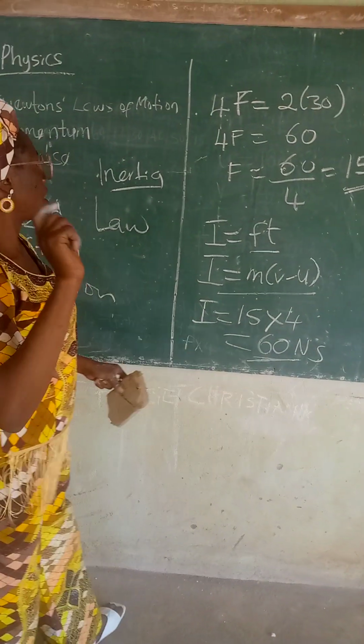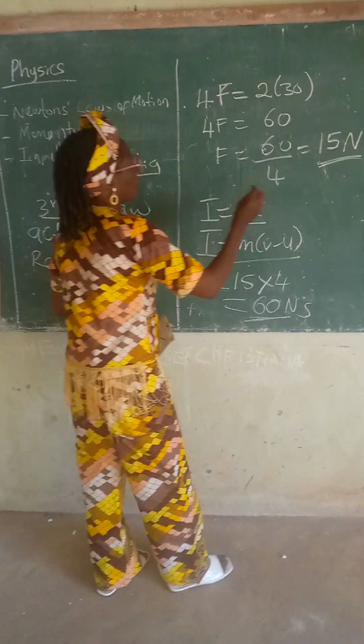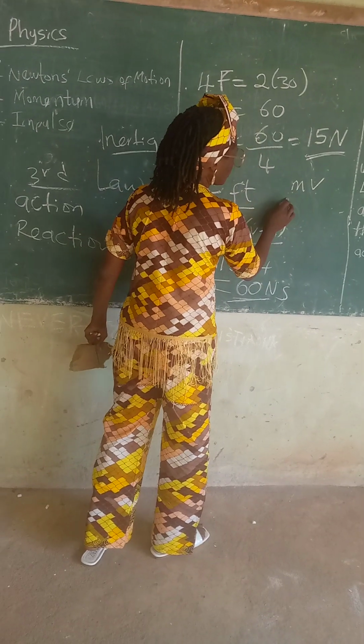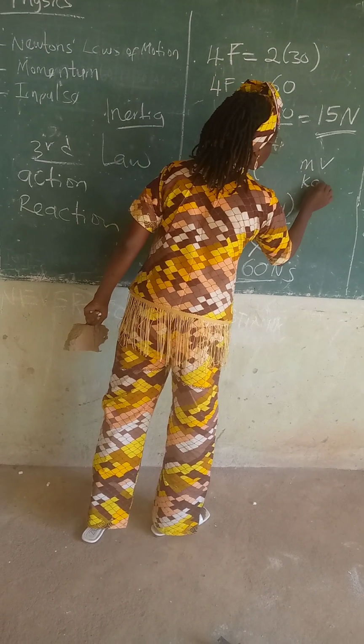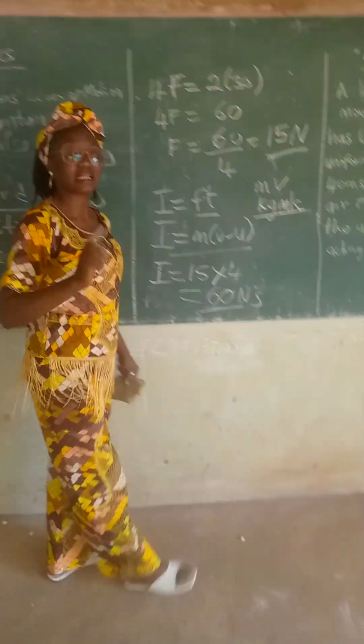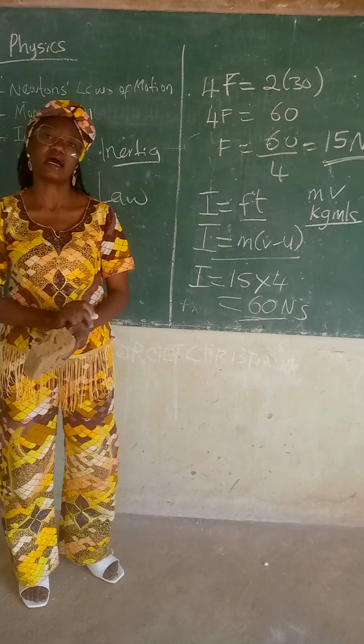The unit for momentum, remember, momentum is the product of mass and velocity. So the unit is what? Mass is in kilogram and velocity is in meter per second. So this is the unit of momentum, kilogram meter per second.